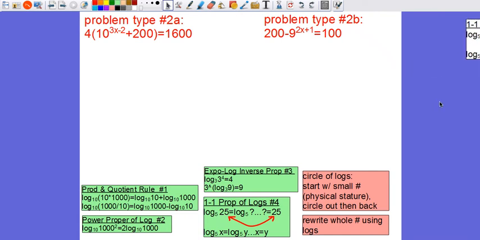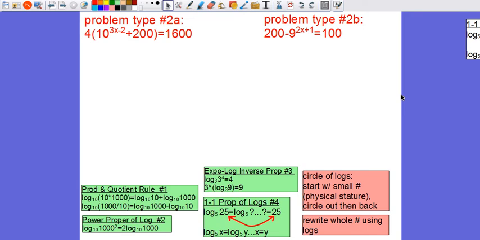Today we're going to start doing 4 different log problem types. Whenever you solve for logs, there are generally 4 different problem types. If I teach you these 4 problem types, you should be able to do, I would say, 95% of log problems out there in the world.